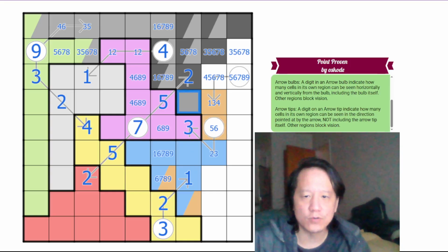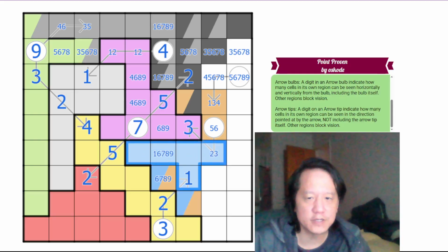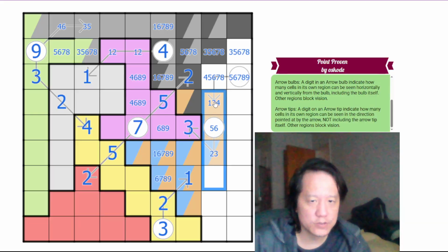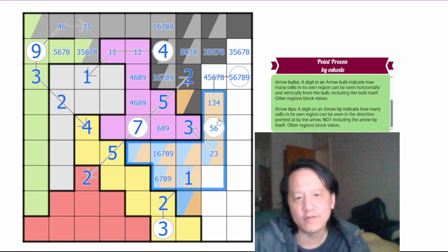This is dark or orange. These could technically be orange also. Can it, though? If these are all the same region. So say we try, it'd have to be at least 3 here. So that'd be 1, 2, 3. So 1, 2, 3, 4, 5, 6, 7, 8, 9. But then this doesn't have 5 cells that it sees horizontally and vertically.